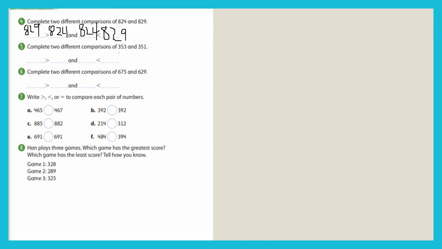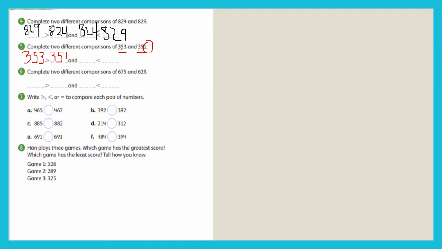Compare 353 and 351. If I look at this, the hundreds are the same. The tens are the same. What's different are the ones. 3 is greater than 1. So, look at my arrow. I have to put my bigger number here, 353, because the alligator wants to eat that bigger number. And I have to put 351 here.